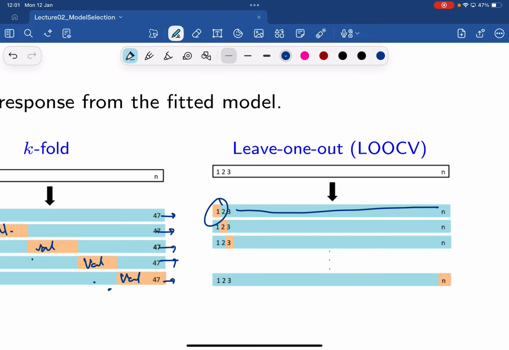So you may consider doing leave one out if your data sample is extremely small, like 100. I mean, no more than 100, maybe. Because just imagine this means you run it 100 times, right? And 100 trainings.